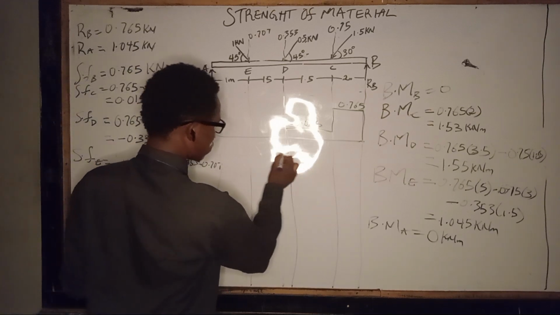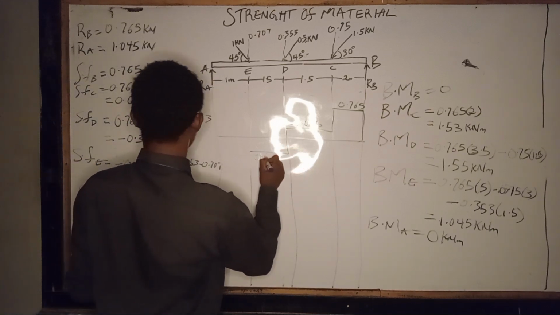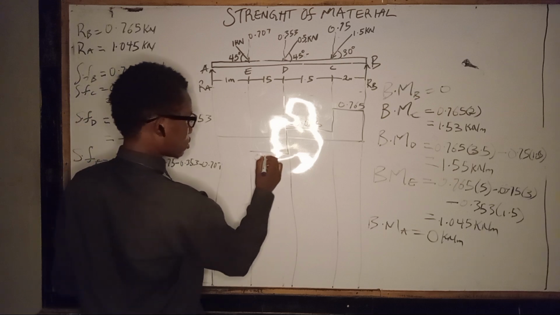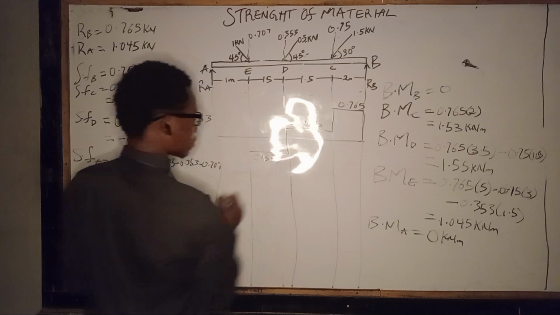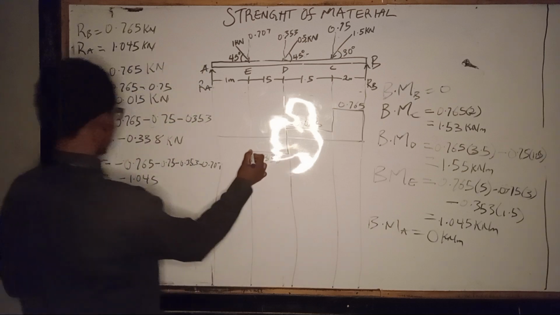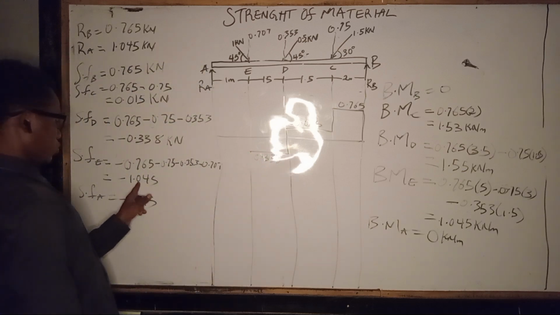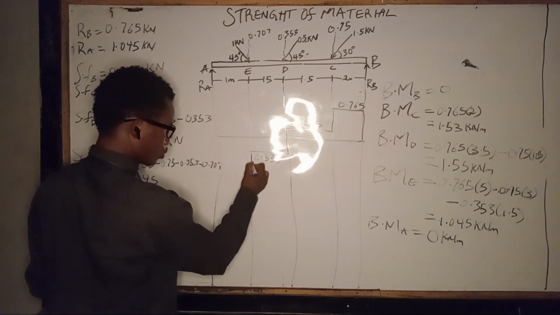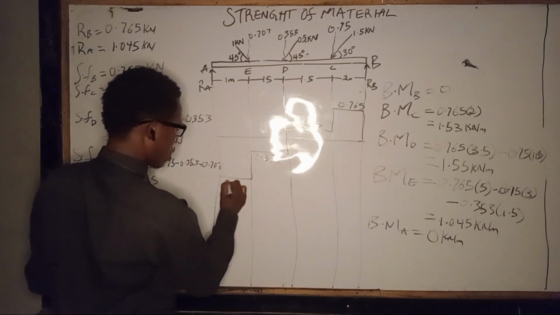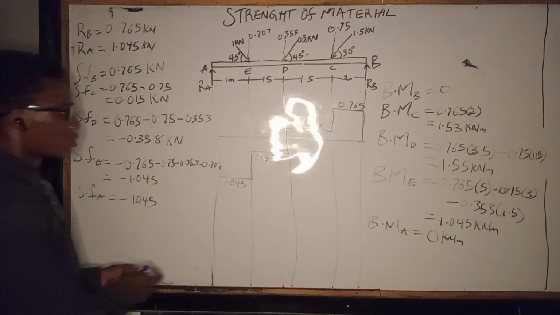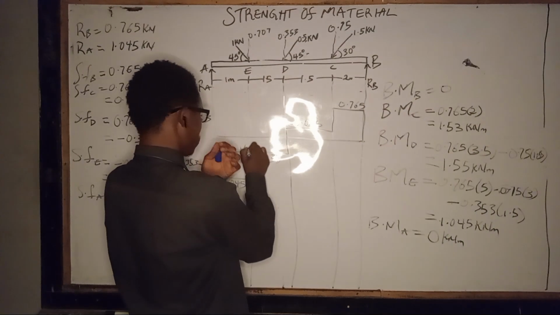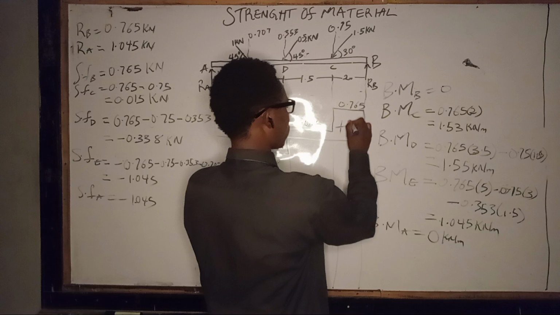We take it down 0.338, and we also take it down to minus 1.045. So we take it down 1.045. That is from E to A. So this is negative and this is positive.